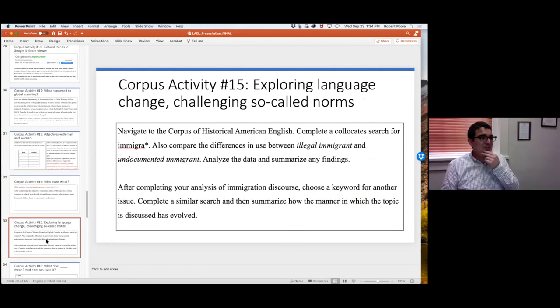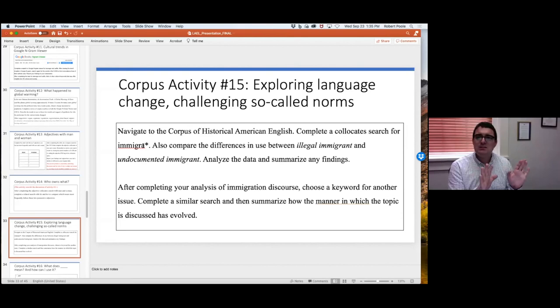Exploring language change, challenging so-called norms. Immigration is a common topic in American political discourse. It seems the most frequent pair is illegal immigrant, right? So the modifier illegal followed by immigrant. The big reveal is that illegal is a very recent collocate with immigrant. It hasn't always been the case, right? So we can see over time that the words immigrant and immigration have been modified differently. I think that's really interesting.